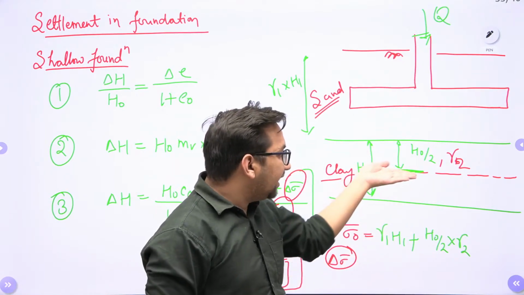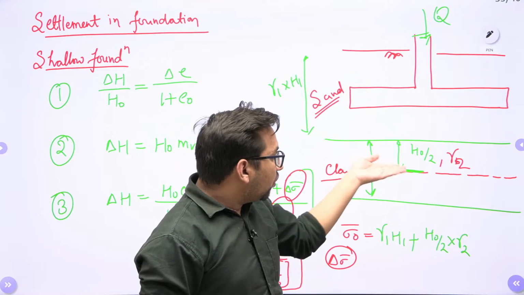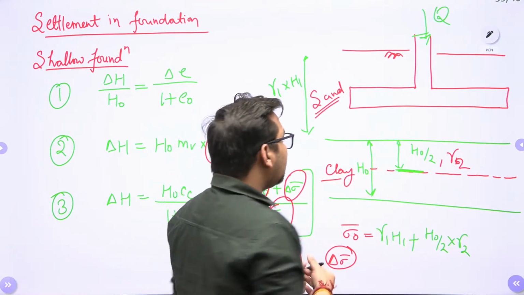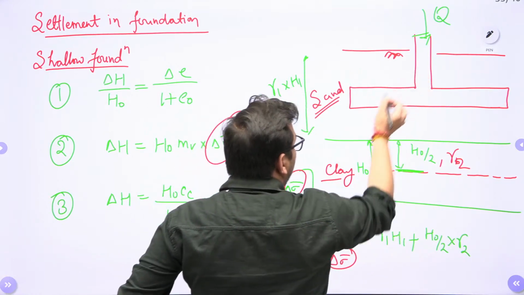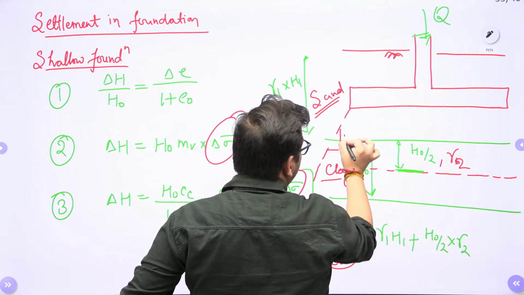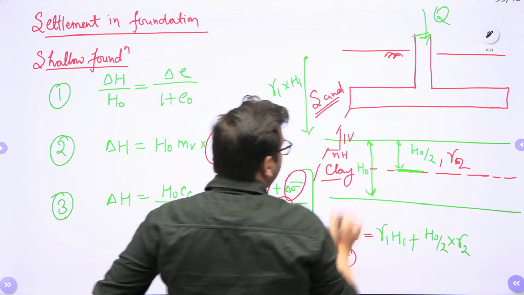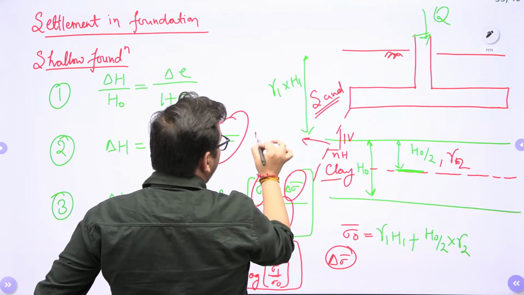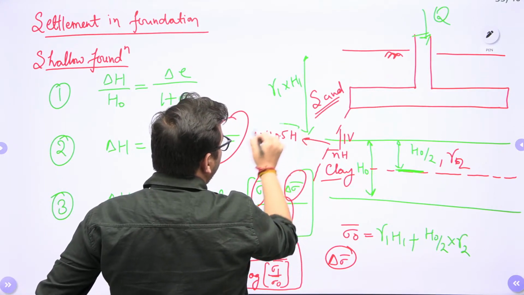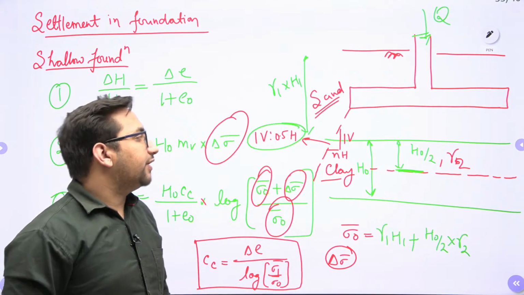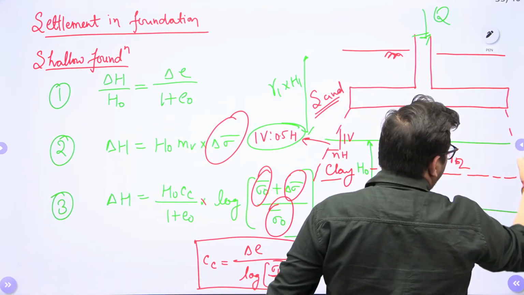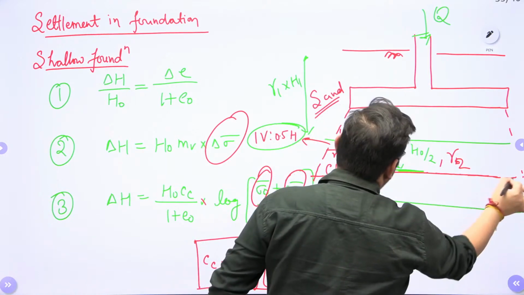Why are we calculating the area at the center of the compressible layer? As we want to find out the stress value at this particular point. Clear? Now, let's suppose the load is distributed as 1 vertical to n horizontal. Generally we take it as 1 vertical to 0.5 horizontal. If data is not given to you, you can assume it as 1 vertical to 0.5 horizontal. Clear?